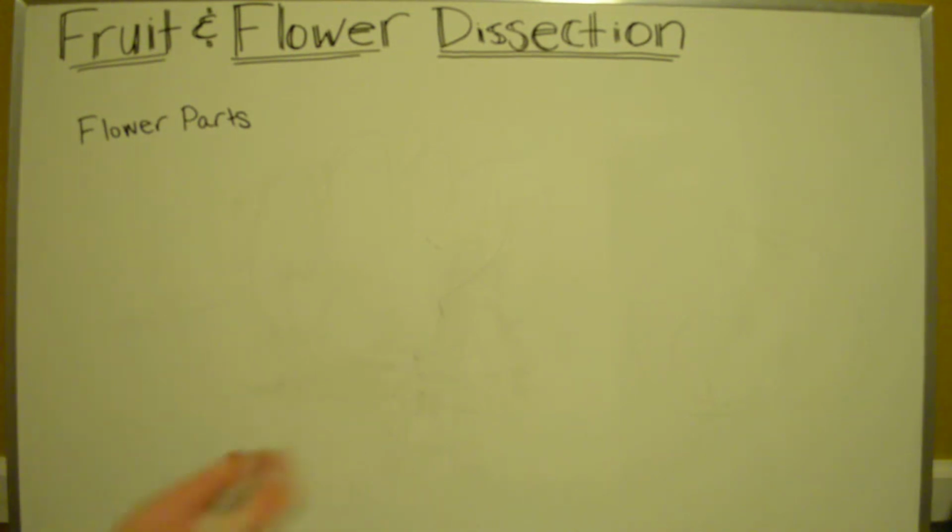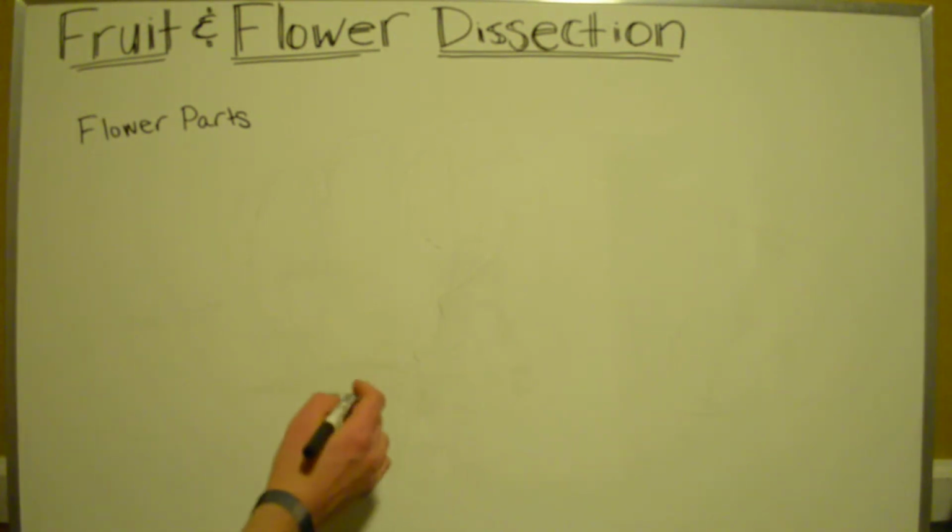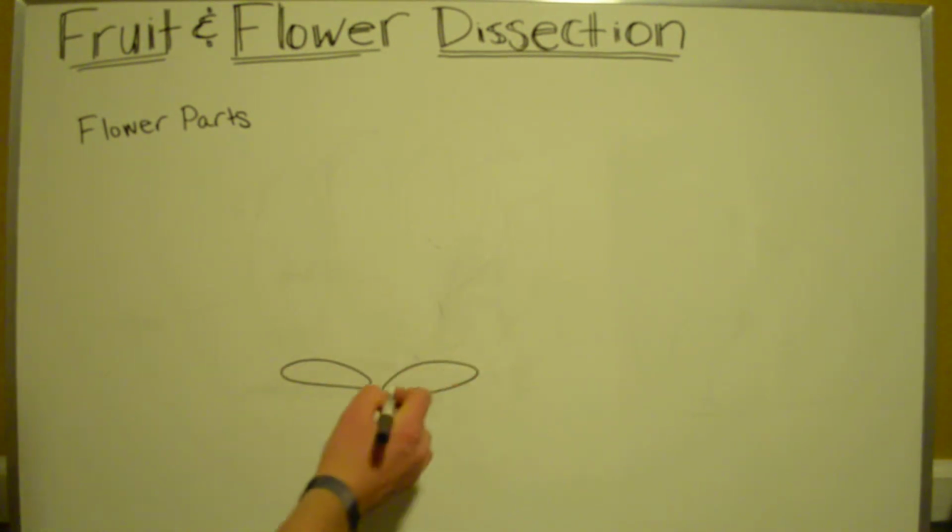Okay, so flowers are the reproductive part of the plant, at least for angiosperms. All of you have seen pine cones, which are for gymnosperms. So what we're going to do is I'm going to draw out, here's a little flower.